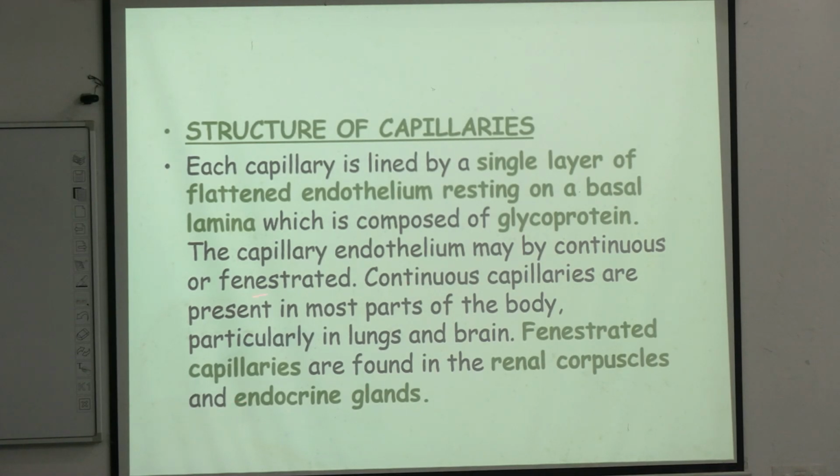Now, the continuous capillaries are present in most parts of the body, particularly in lungs and brain. The structure of each capillary is lined by a single layer, which is composed of glycoprotein. The capillary endothelium may be continuous or fenestrated. Fenestrated capillaries are found in the renal corpuscles and endocrine glands.